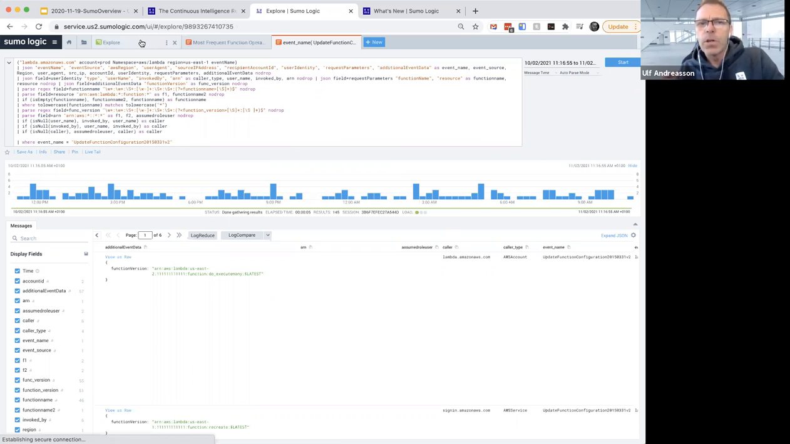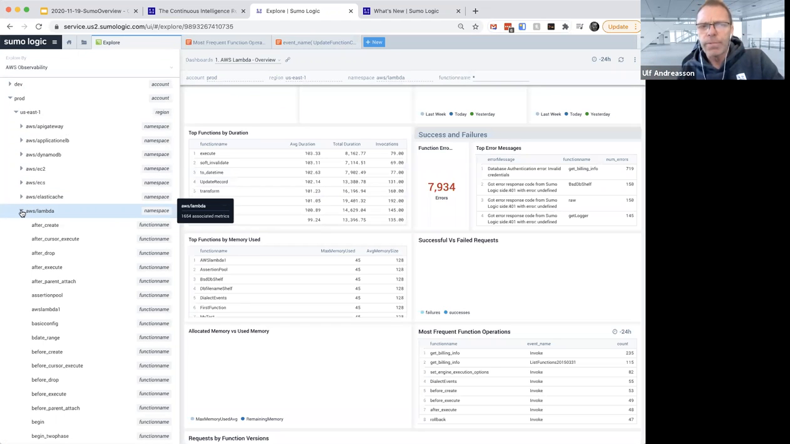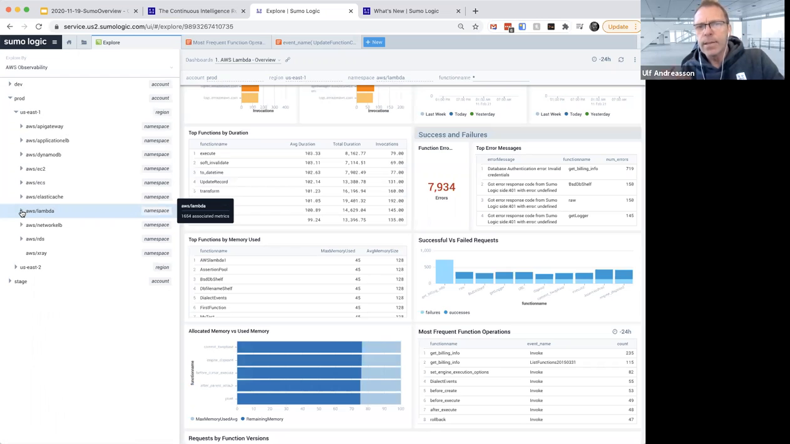Now, that was looking at it from a Lambda perspective, but I also want to show you something different. And that's that we have something called the root cause analyzer that is really going to help me look at events of interest or things that could be of interest.